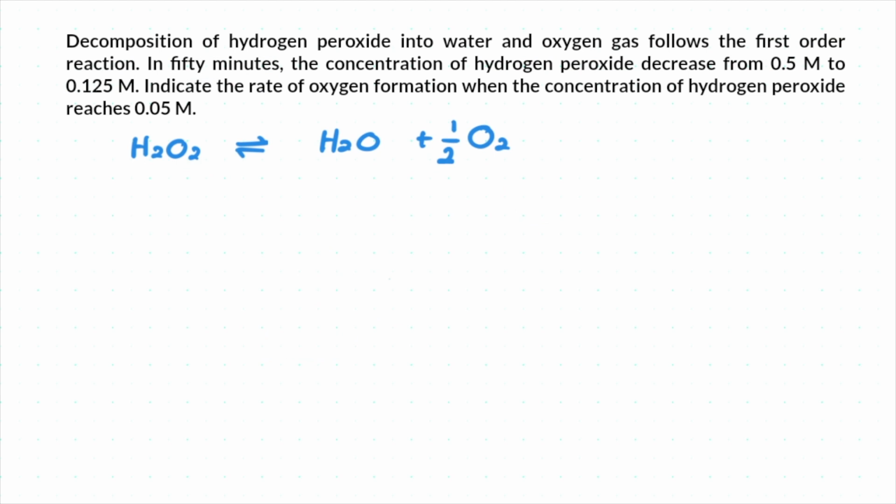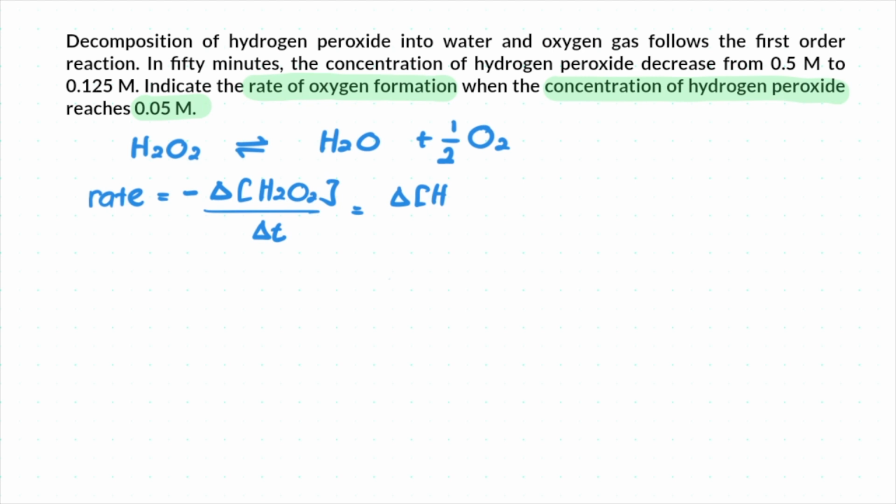Alright, so in the question you were asked to calculate the rate of oxygen formation when the concentration of hydrogen peroxide is equivalent to 0.05. So the next thing that you need to do is write the rate expression. So the rate expression of this reaction is equivalent to negative delta concentration of H2O2 over delta t equivalent to delta concentration of H2O over delta t equivalent to 2 delta concentration of O2 over delta t.